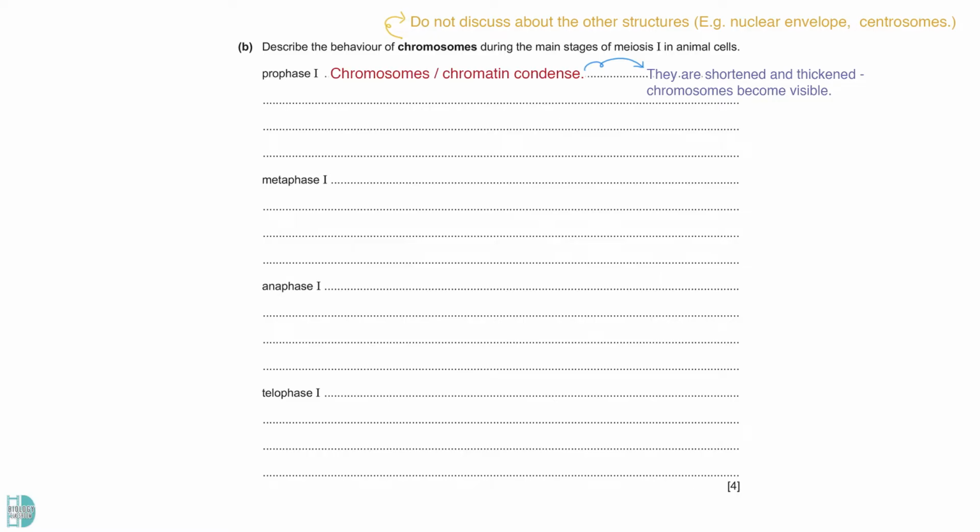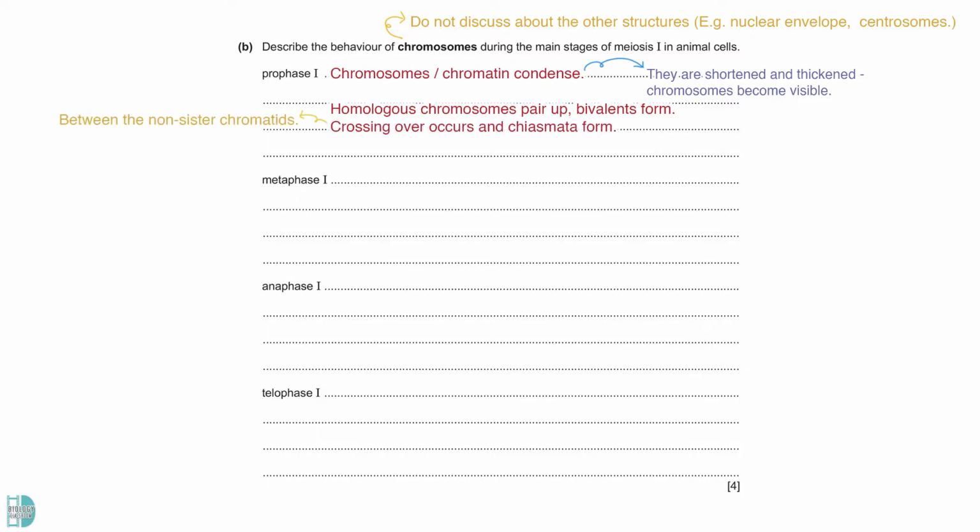Then, the homologous chromosomes pair up. Each pair is called a bivalent. Crossing over occurs between non-sister chromatids. The points of contact between the non-sister chromatids are called the chiasmata. In this process, the exchange of genetic material between the non-sister chromatids occurs.